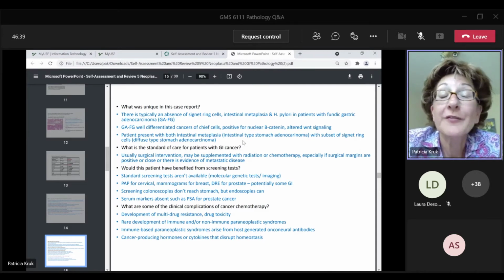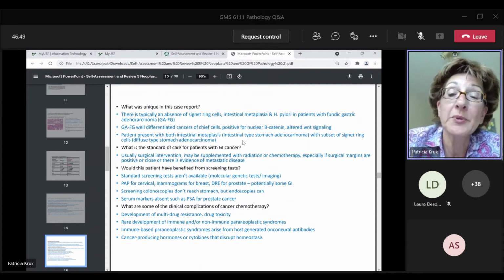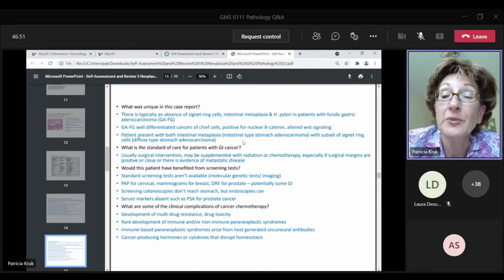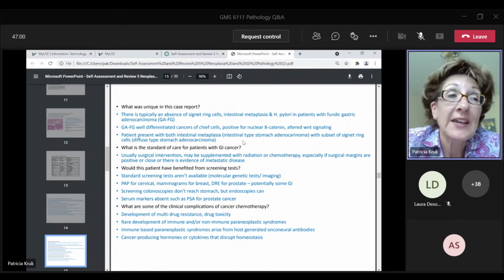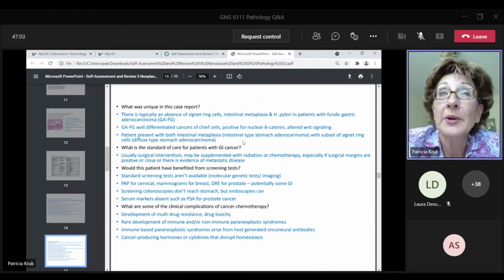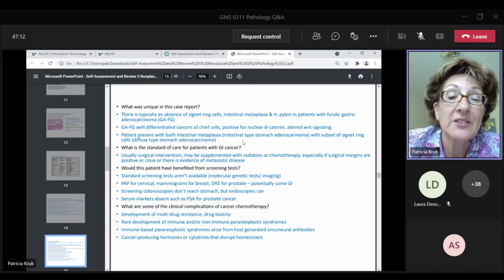What's the standard of care for a lot of these? Again, it's going to be surgical cytoreductive surgery as best as possible, and depending on whether there is spread, we may then supplement this with some kind of therapy, either radiation or chemotherapy. This is really important if the surgical margins show the potential persistence of either cancer cells or potential microscopic spread of disease. So that's the idea of whether the margins are clean or not of malignant cells.